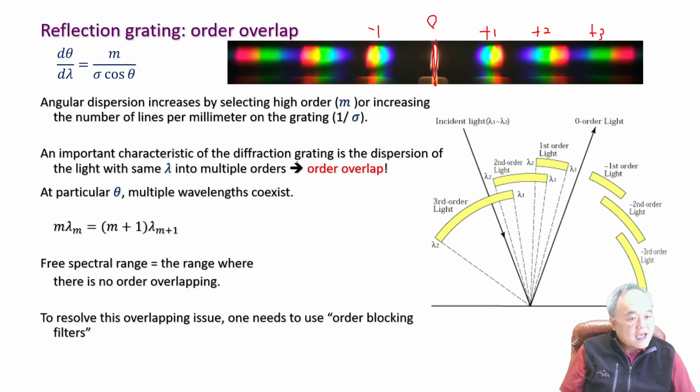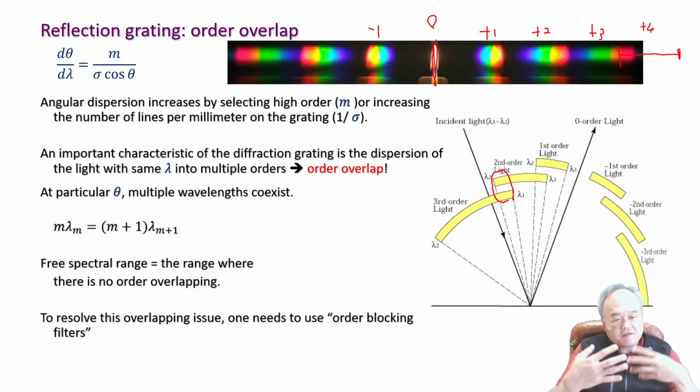And imagine the next order, plus 4. You can start to imagine that the blue light or the violet starts from here, and the red may end here. So when you go to higher and higher orders, the different wavelengths of light are coexisting at the same angle. So at a particular theta, multiple wavelengths can coexist. This is known as order overlap.